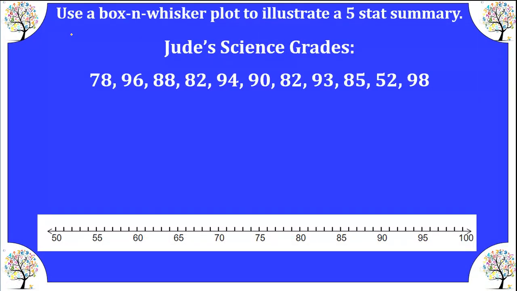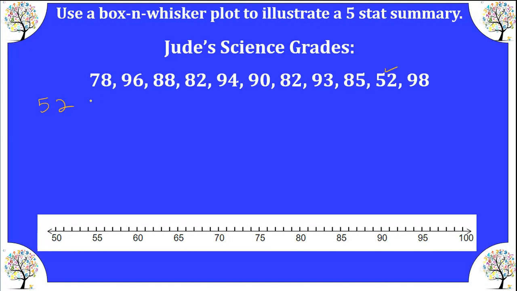So let's take a look and find our box and whisker that represents Jude's science grades. Now, we're not focused on a measure of central tendency, a single number to represent the set of data. What we're looking for is how consistent he was with his science. So the first thing is we are going to arrange these again.